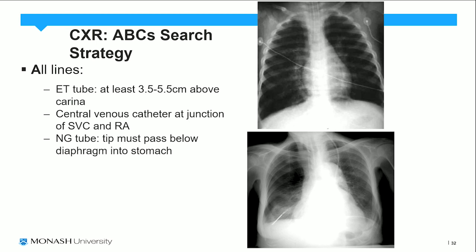The nasogastric tube must pass below the diaphragm and into the stomach, and we can see on the chest at the bottom that the nasogastric tube has actually gone into the right lung, so it's not in the stomach, and it appears as if they've started feeding this patient, because you can see that there is some white density, so there's consolidation around the misplaced nasogastric tube.